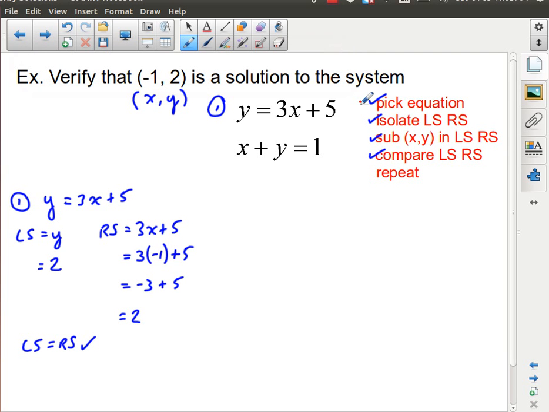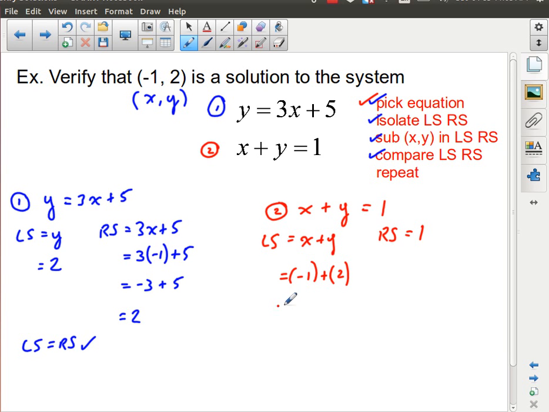So now I'm going to pick another equation. That's equation number 2. Equation number 2 says x plus y is equal to 1. The left side of that equation is x plus y. The right side of that equation is equal to 1. So x plus y, the x value was negative 1, plus the y value was equal to 2. Negative 1 plus 2 is equal to 1. The right side is already done.